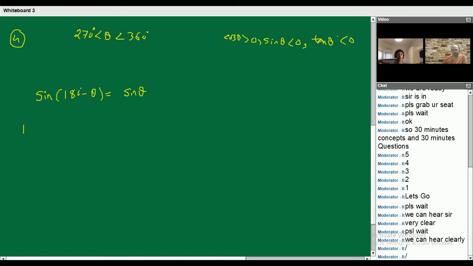For example, if we have sine 120 degree equals to what? What would be the answer? We have to use a sine calculator. Sine 120 degree equals to sine theta, where theta is an acute angle. So we need to find that: 60. How can you have this?